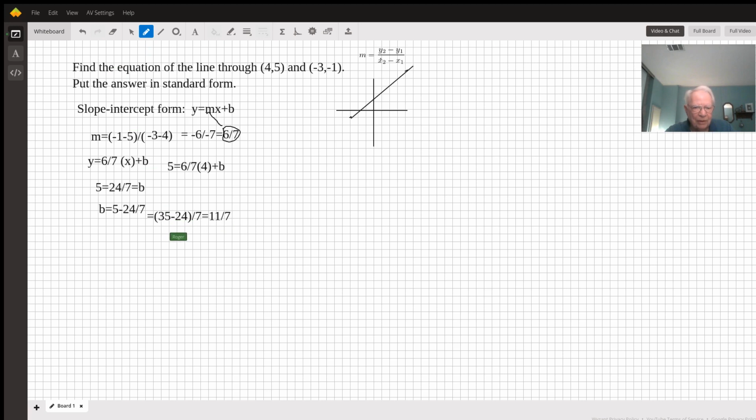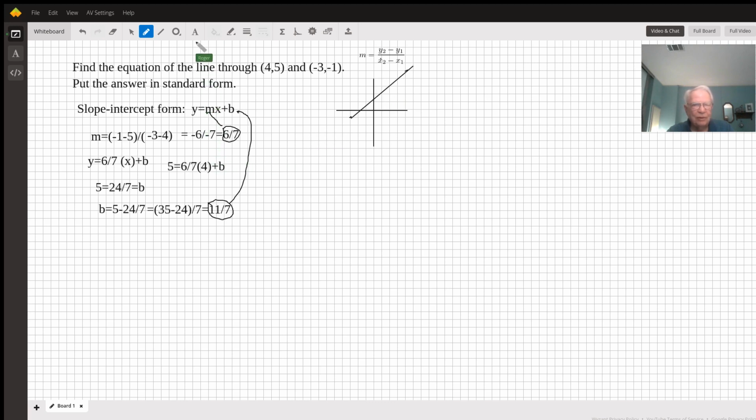Neaten this up a little bit here. And that is going to go here. That's the B. 11 over 7, if you change it to a decimal, is 1 point something, and that agrees with my drawing there. It looks right. I should also have mentioned earlier, the slope came out positive, 6/7, and the line rises, so that all agrees with things we've learned previously.